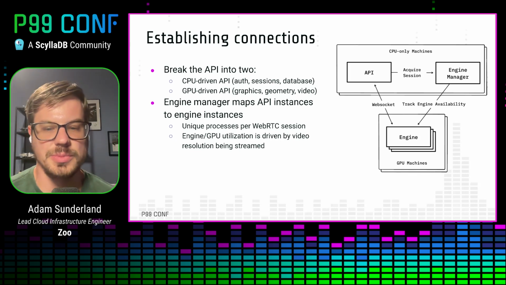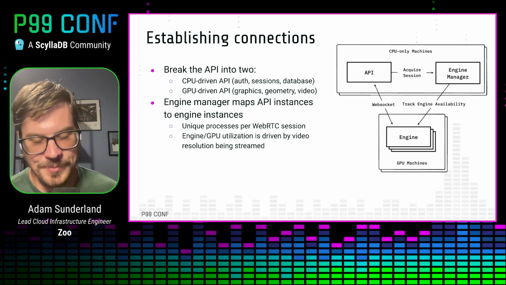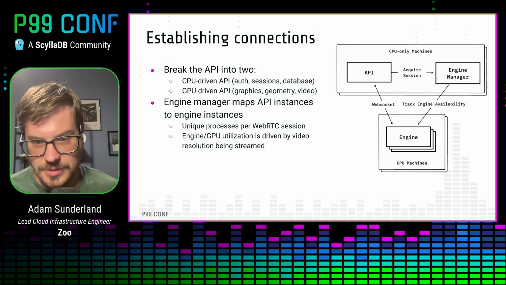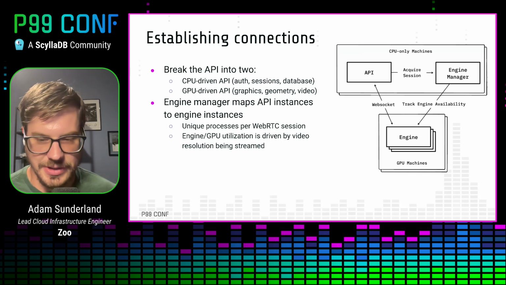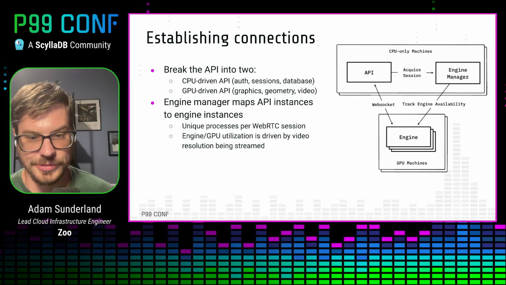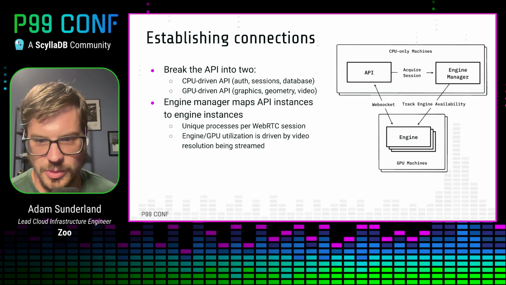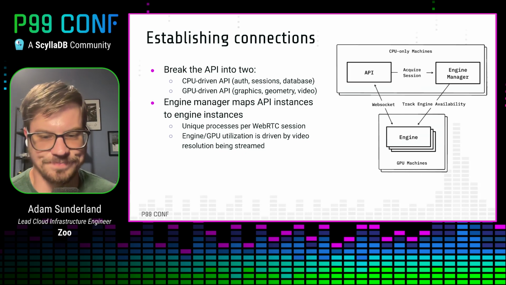This decoupling of GPU and CPU is also useful for some future improvements we want to make. For example, we can use our CPU-only API to seamlessly connect to a new engine and replay the current state in the event that we want to deploy some new version of our code without impacting any customer's work while they're using the application.